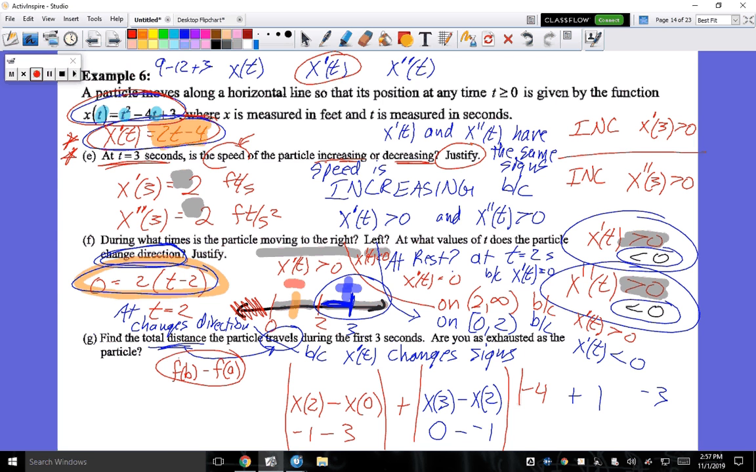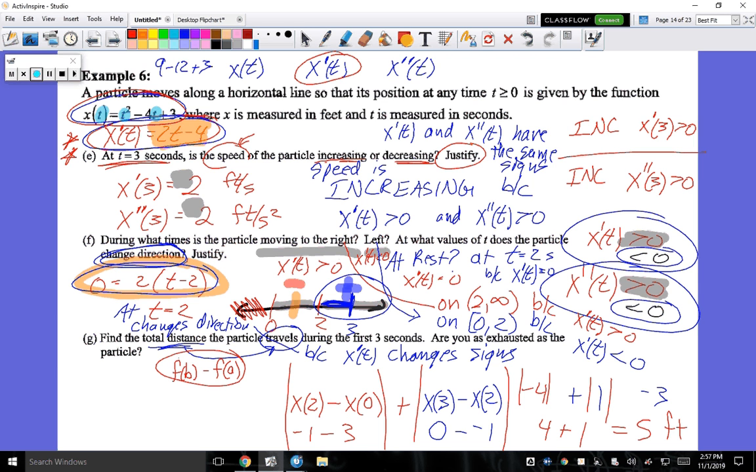So it should have been the absolute value of negative 4, which is 4, plus the absolute value of 1, which is 1. If we add it, we've traveled a total, both forward and backwards, accounting for everything, almost like everything was positive. That's why we have the absolute value signs. We've traveled a total of 5. 5 what? 5 feet.